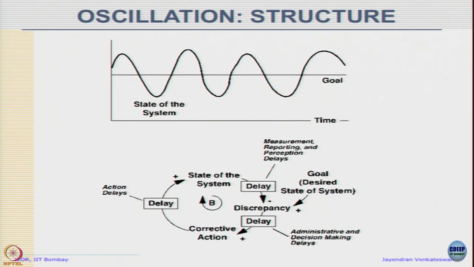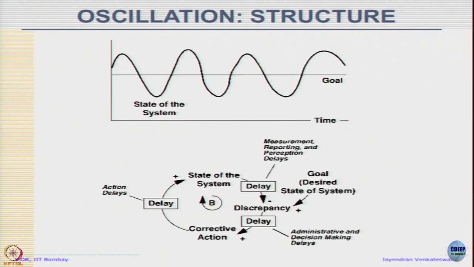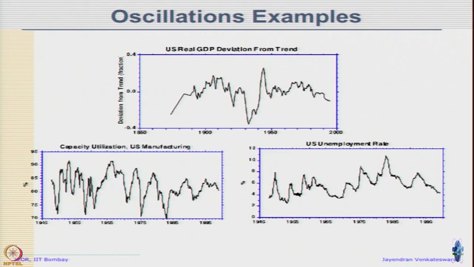Again, we are not trying to solve the problem, we are just trying to understand and model it right now. Unfortunately, fortunately, this is a nice graph. Reality is not so nice and smooth, but still you can figure out there is some oscillation happening, like capacity utilization, manufacturing or unemployment rate or US real GDP. So that means there are a lot of delays happening in decision making. It is not that people do not have goals, people have goals, but somehow there are a lot of delays at various points. Let us try to uncover that and capture it in our model. So that is what this tries to teach us.